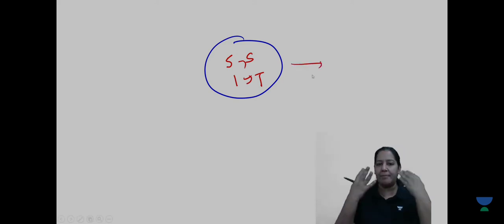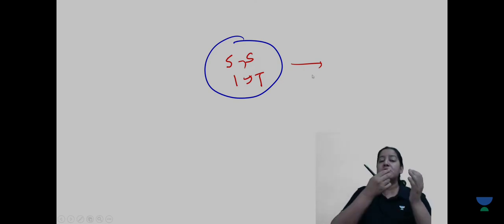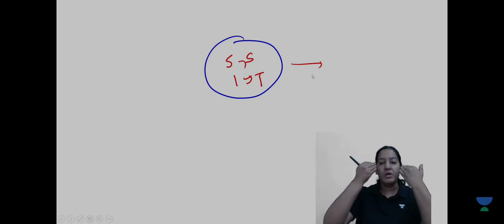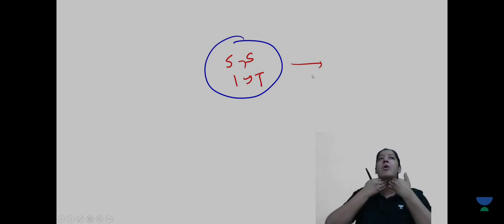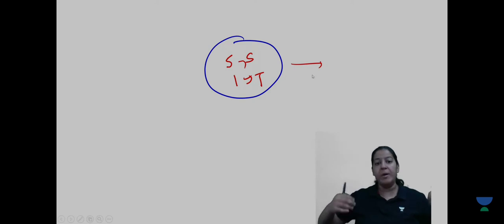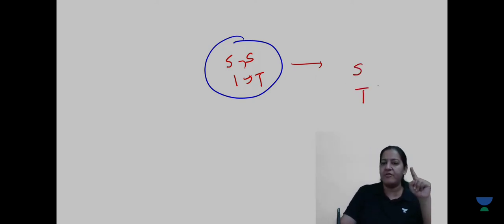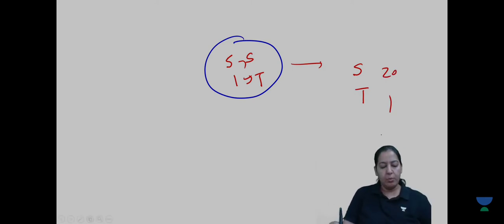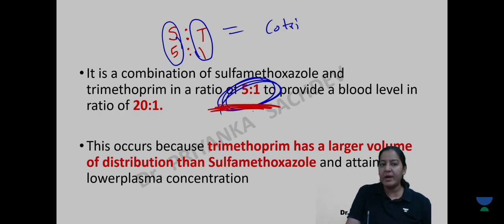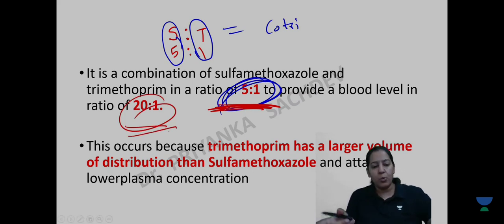Someone is taking this tablet by mouth. Just suppose I am the patient, I'm having some infection, RTI, UTI, and I'm taking this tablet as a treatment. Once I take the tablet of cotrimoxazole, after going through the mouth, esophagus, intestine, it will get absorbed and reach the blood. In the blood, the ratio of sulfonamide and trimethoprim becomes 20 is to 1. The person takes it in 5 is to 1, but after going in blood, it becomes 20 is to 1.